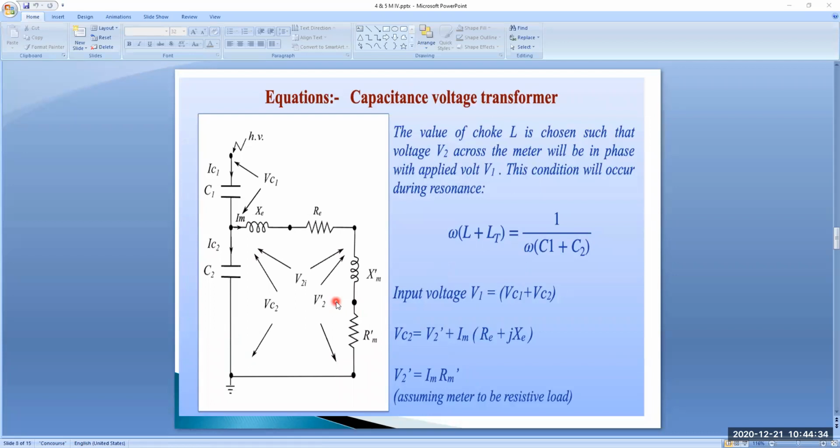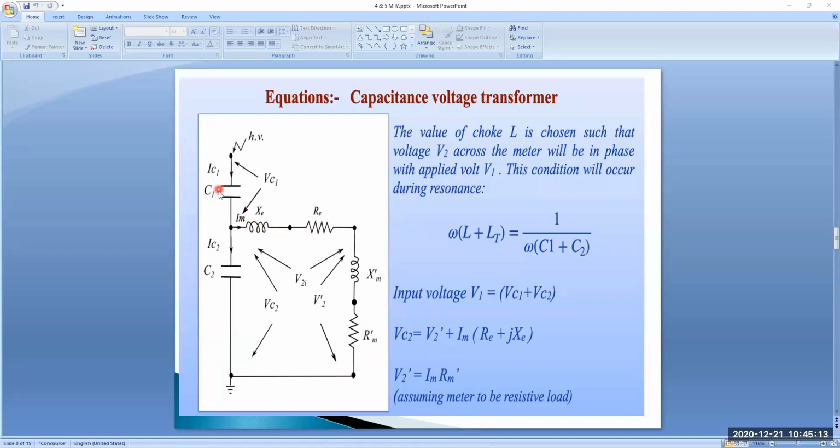Equivalent circuit diagram of the capacitance voltage transformer. If you draw the equivalent circuit diagram, this is called C1 and this is called C2. These are the transformer winding resistances, and these are the meter resistances. You know well, the moving iron meter has internal resistance RM and XM. This is called the meter resistances, and this is called the transformer equivalent resistances.